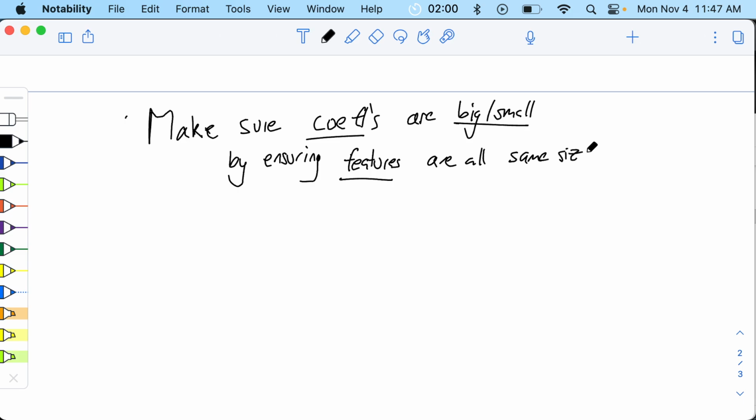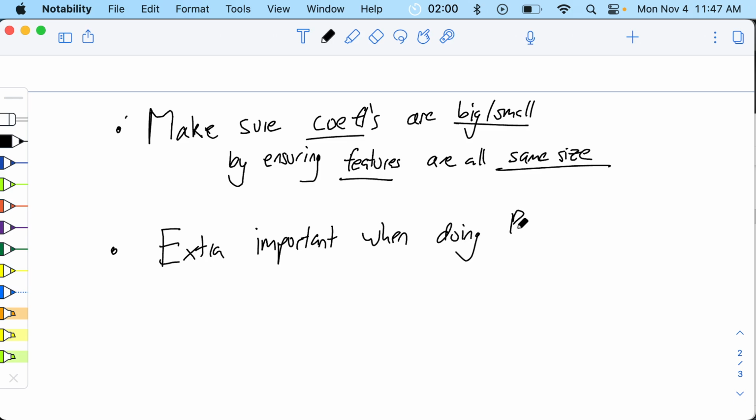So if you want to tell which one's bigger or smaller, you better make sure all the features are the same size. That's one thing. Not only that, this is extra critical when you're doing ridge regression. This is extra important, when doing ridge. Why is it extra important when doing ridge regression?